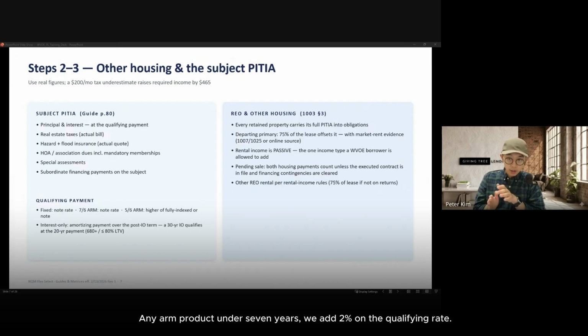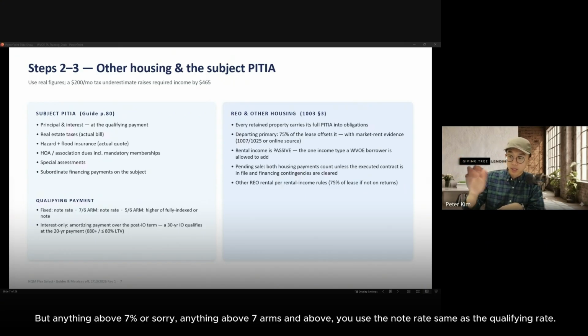Any ARM product under 7 years, you add 2% on the qualifying rate. When the note rate is 7%, you qualify the loan at 9%. But for anything above that, 7 ARMs and above, you use the note rate as the qualifying rate.